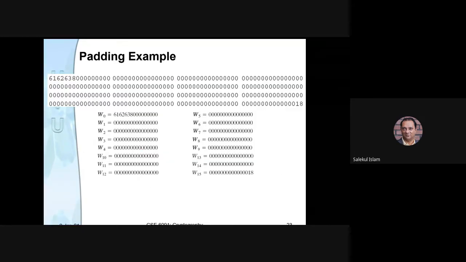So your pattern will be like this. This is ABC, this part up to this part, A, B, and C. And then all 0, all 0, all 0, and at the end they have 18.